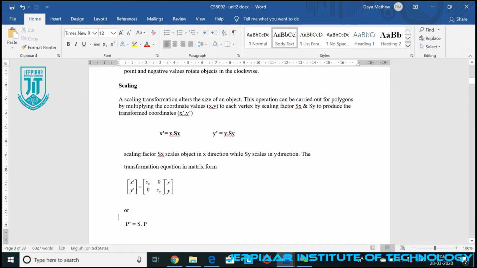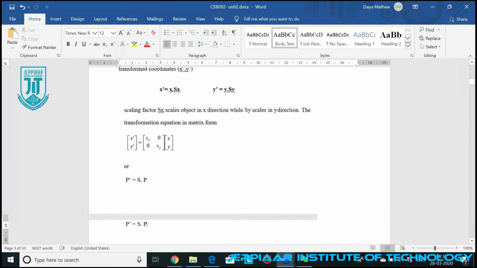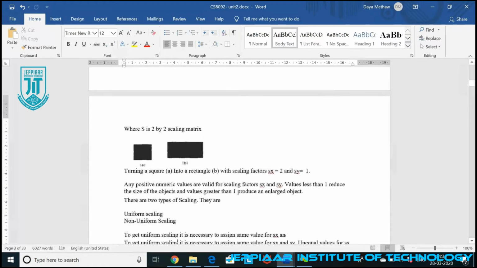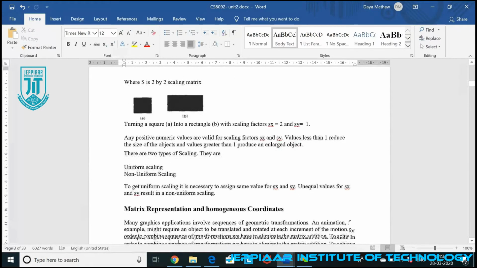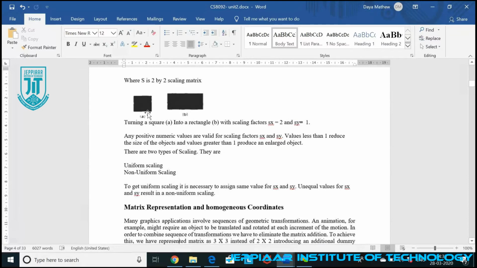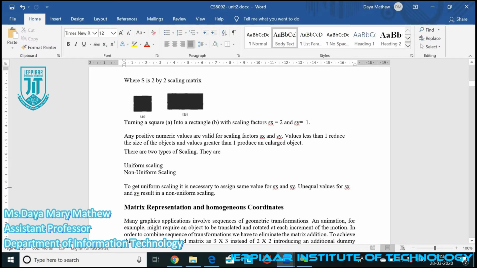Okay, you have to memorize it. So this is just an example. Suppose I want to scale this square and make it a rectangle. Then what to do? I have to add a scaling factor as Sx is equal to 2 and Sy will be equal to 1, so that only the x factor will increase. So the square will become a rectangle.